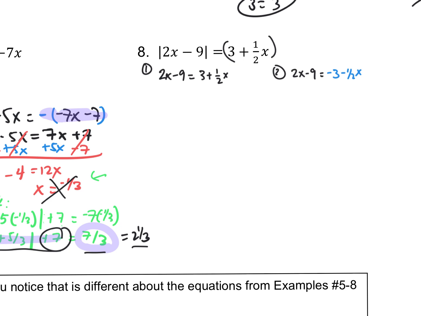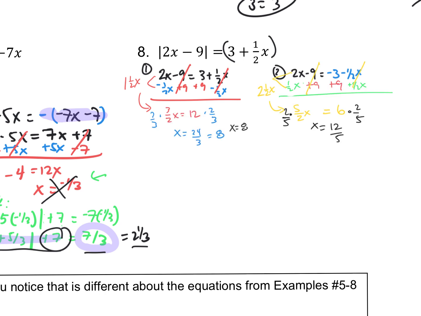So I'm going to stop the video and you solve and tell me what you get. Okay, so what I have so far is x equals 8, and then I have x equals 12 over 5. So let's check that and make sure that we have that correct. If we substitute, this side's a little easier when we have that whole number.